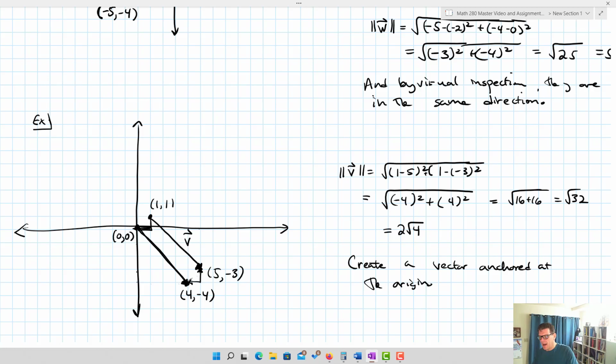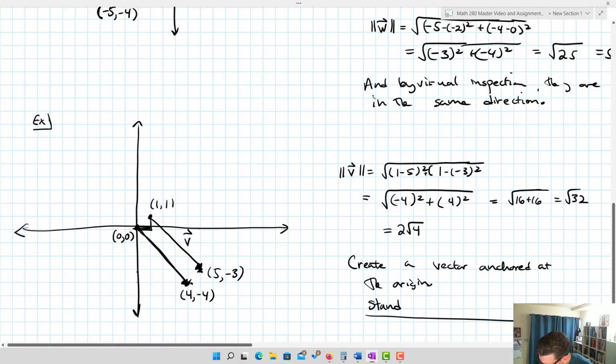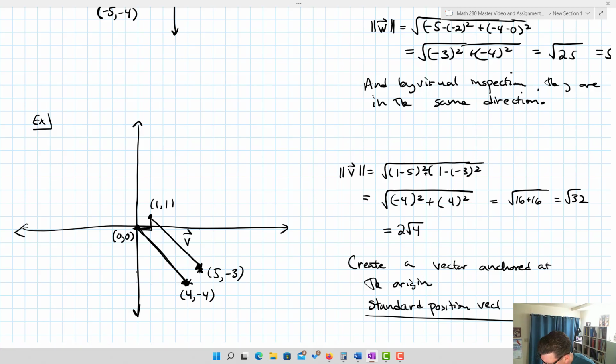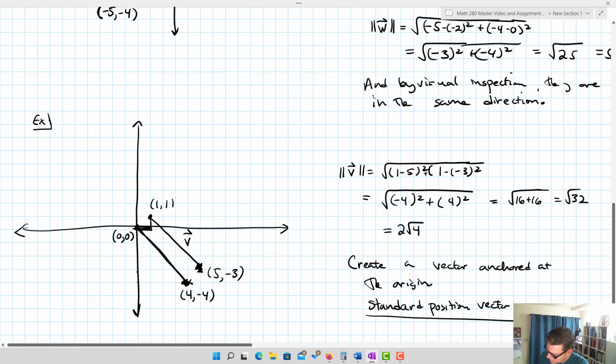is in fact has the same magnitude, right? And you can also see that it has the same direction, okay? That vector anchored at the origin is called the standard position vector, okay? So it's called a standard position vector, and it is an identical vector, just anchored again at the origin.